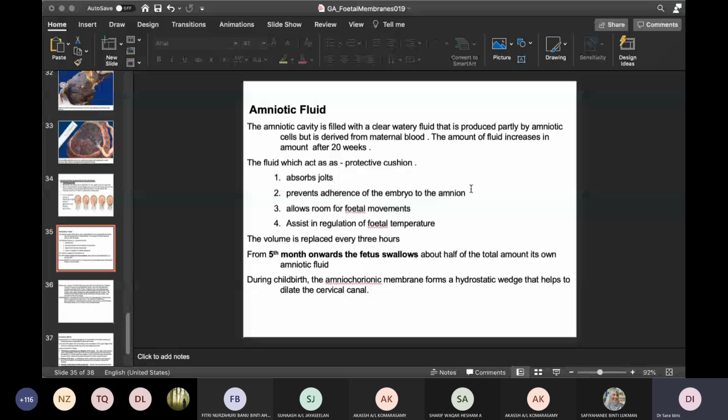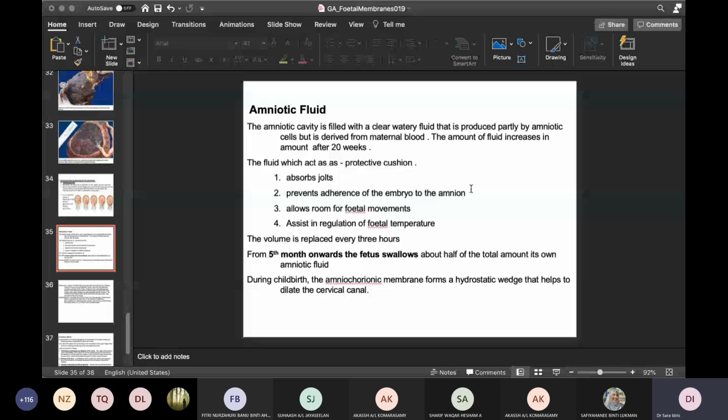So it absorbs jolts. It will prevent adherence of the embryo to the amnion, so it makes sure the embryo does not stick to the amniochorionic membrane. Okay, it allows room for fetal movements, and it will assist in regulation of fetal temperature. So if the mother is in a cold area, the only thing that separates the fetus from the outside environment is just the skin, the abdominal wall, and the uterus. But the amniotic fluid helps to provide another layer to ensure that the fetus is always at a nice 37 degrees Celsius temperature.